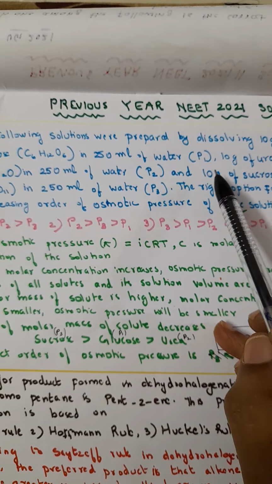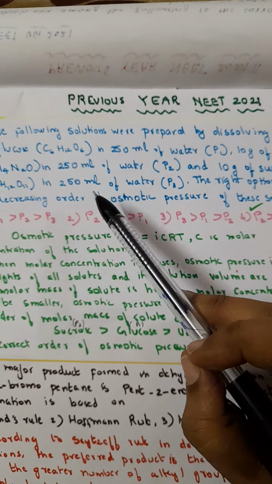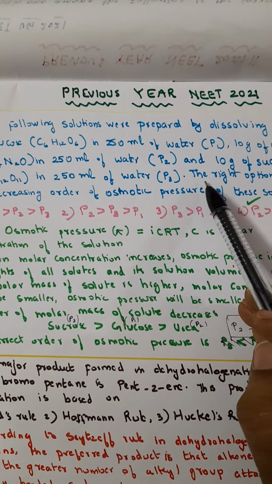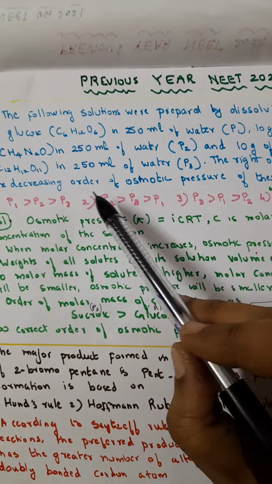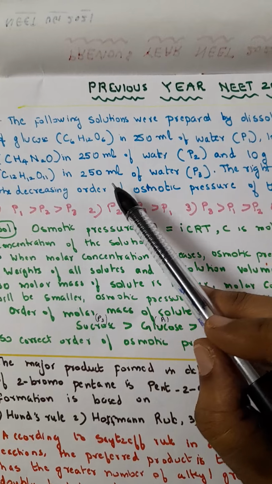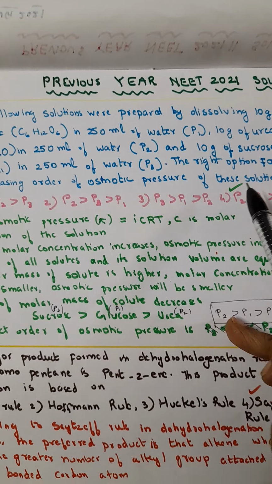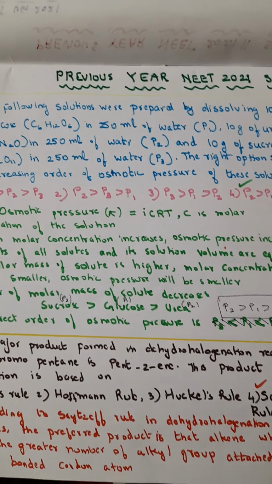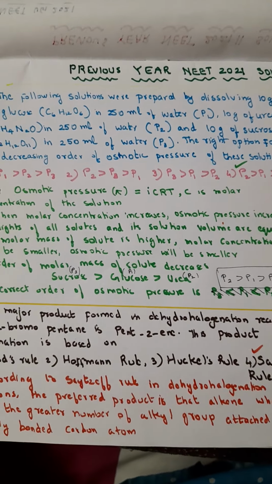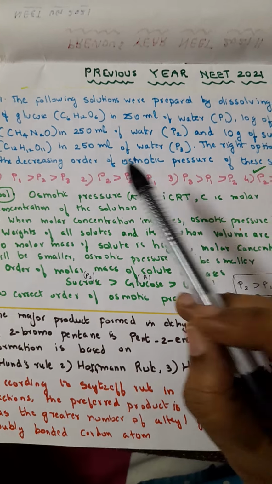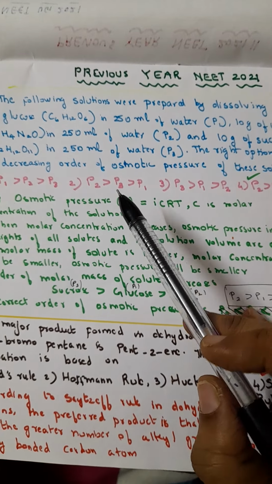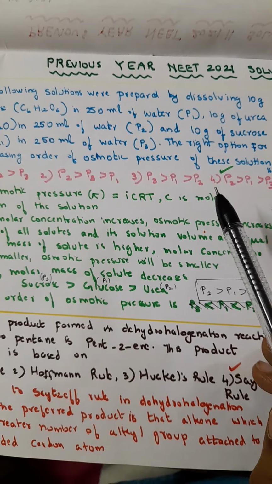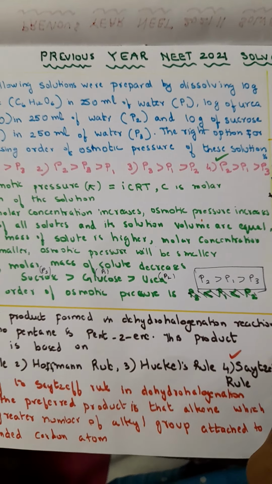250 ml of water, that is P1, 10 gram of urea, that is CH4N2O, in 250 ml of water, that is P2, and 10 gram of sucrose, that is C12H22O11, in 250 ml of water, which is P3. So the right option for the decreasing order of osmotic pressure of these solutions will be, the options given are P1 greater than P2 greater than P3, P2 greater than P3 greater than P1, P3 greater than P1 greater than P2, and P2 greater than P1 greater than P3.